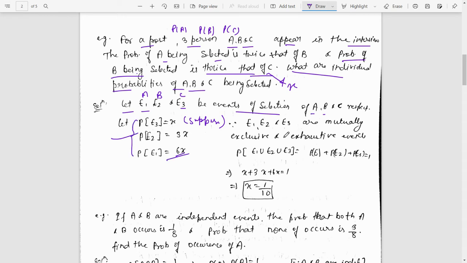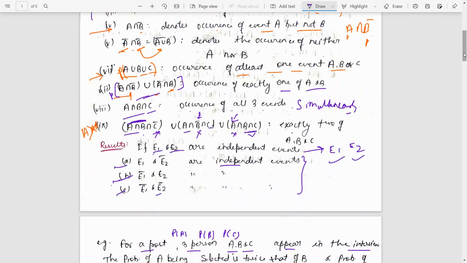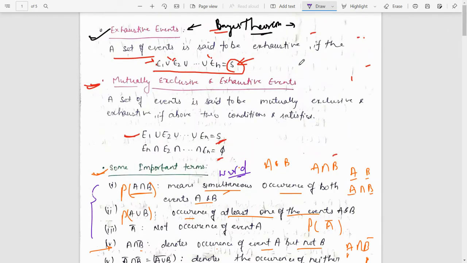Now the thing is that E1, E2, E3 are mutually exclusive and exhaustive events, and anyone can ask how this is possible. Just think of it this way, by the definitions only. If you have all these three events, E1, E2, and E3, then if E1 is selected, E2 is selected and E3 is selected, it exactly covers the whole universe.